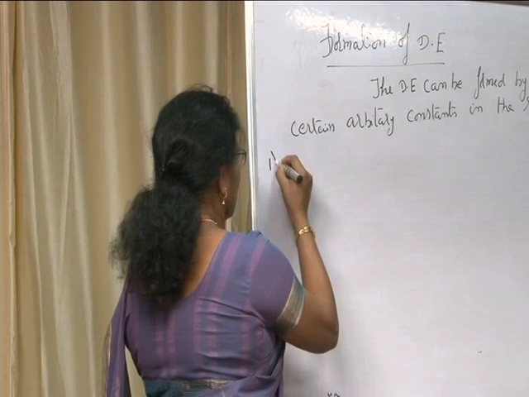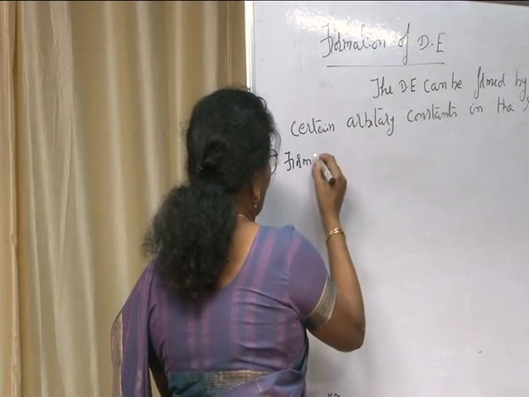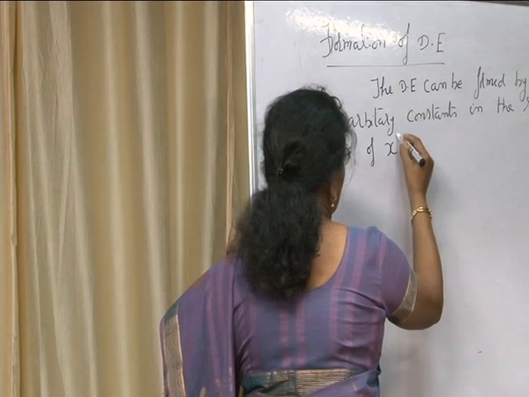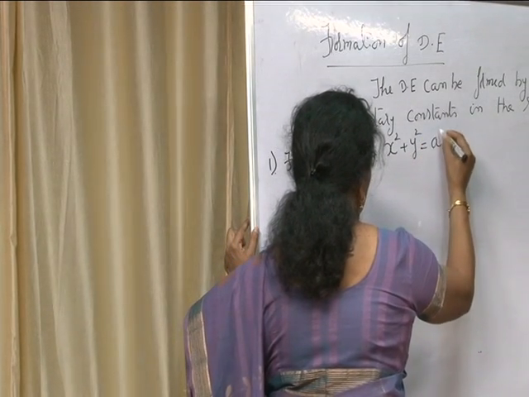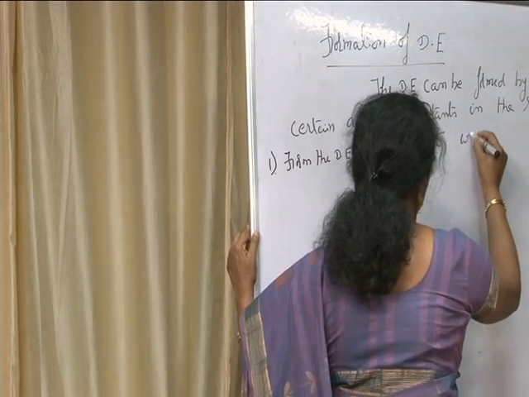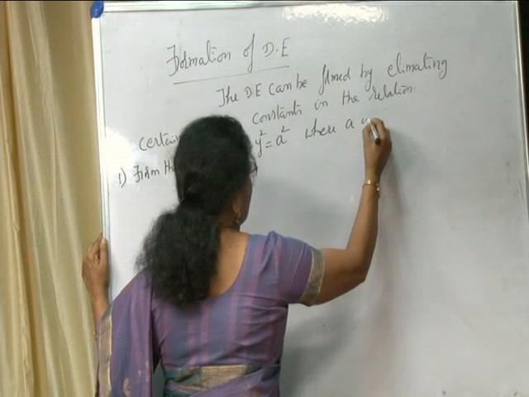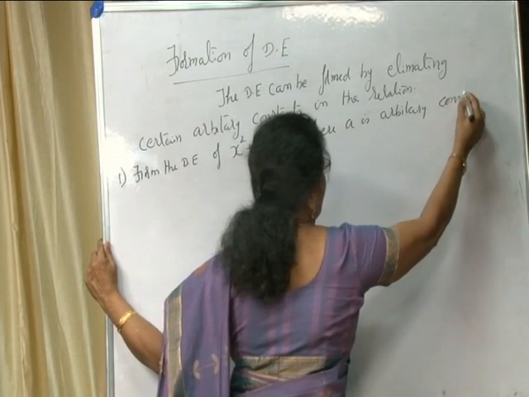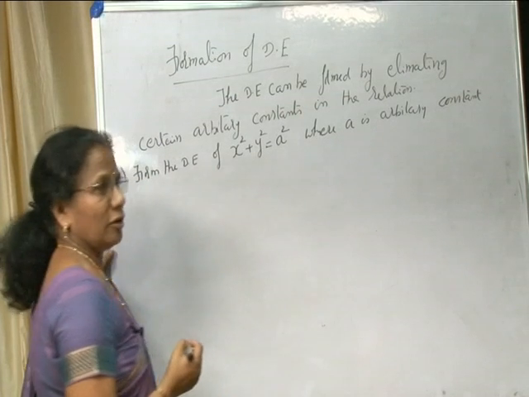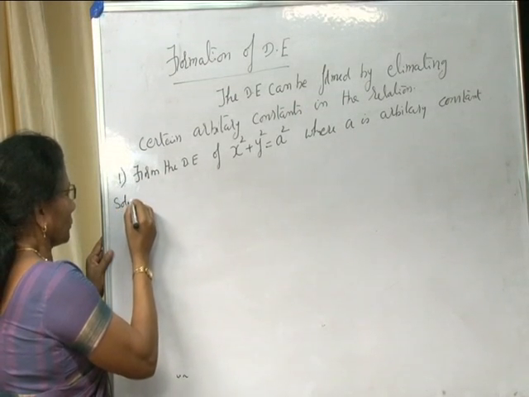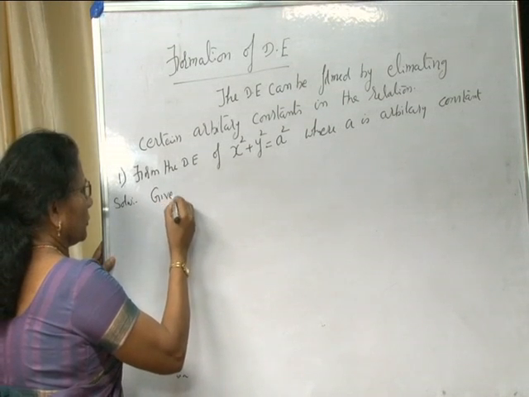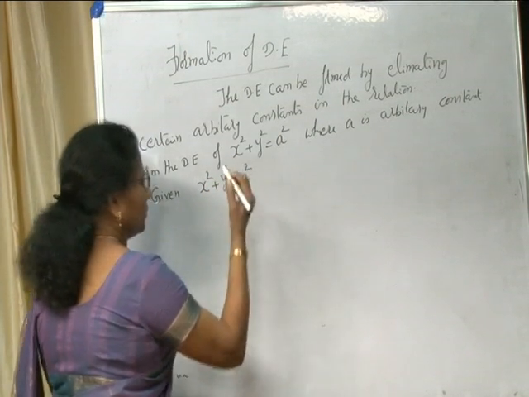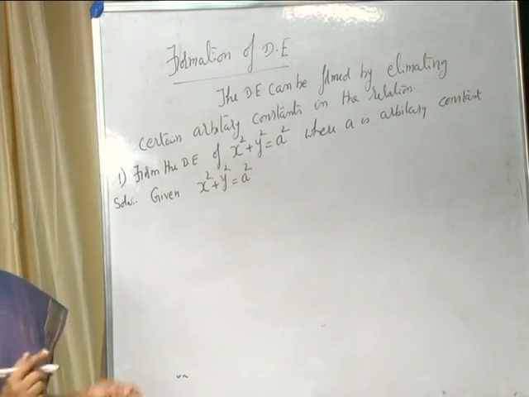Problems. First problem: form the differential equation of x squared plus y squared is equal to a squared, where a is an arbitrary constant. Solution: given x squared plus y squared is equal to a squared, where a is the arbitrary constant.